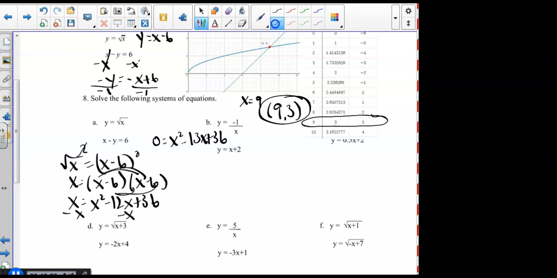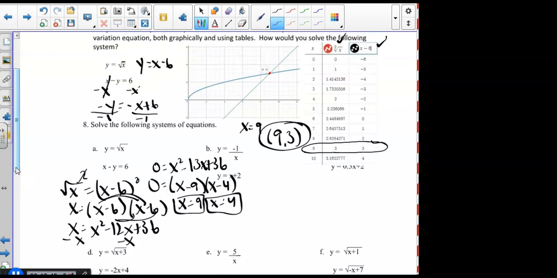Recall that this is a quadratic function from Unit 4 and 5, and we can factor it. When we factor this, we will get (x minus 9)(x minus 4). So our solutions will be 9 and 4. But if we go back up here, we did not have an intersection when x is 4. Therefore, I already know that this answer is going to be extraneous. But let's check it just to be sure.